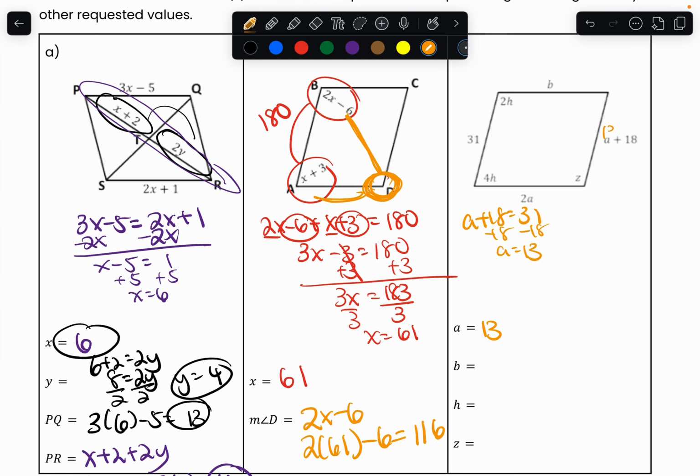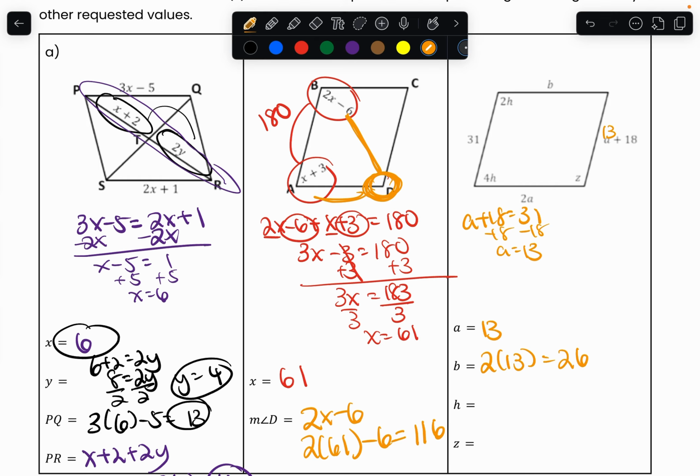Next one, let's try to find my B. Well, I know B here is going to be the same value as 2A because they're opposite sides. So let me set my equation here as B equals, actually I already have the B here. B equals 2A. I know A is 13, so let me plug this in, 13. Well, 2 times 13 equals 26, meaning my B here will be 26.